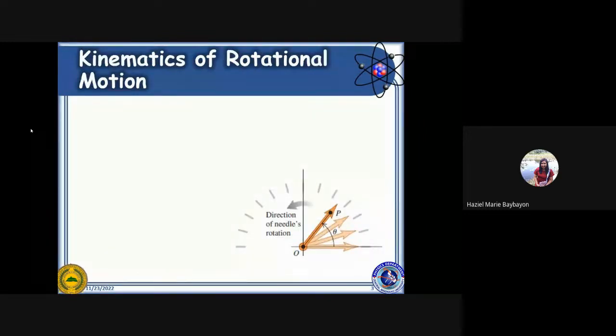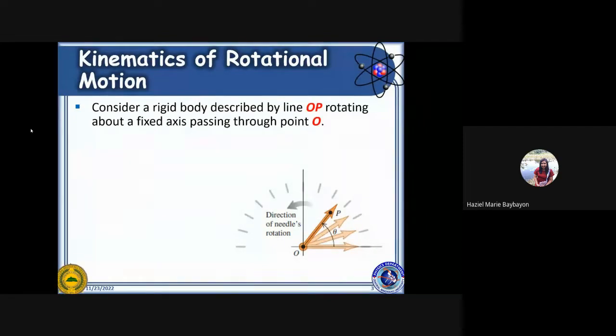Okay, so consider a rigid body, for example this one, described by this line OP. So naa siya arrow no, kini siya from here up to here. This is your rigid body. A rigid body is any object that is not a point. Okay? So it is rotating about a fixed axis.